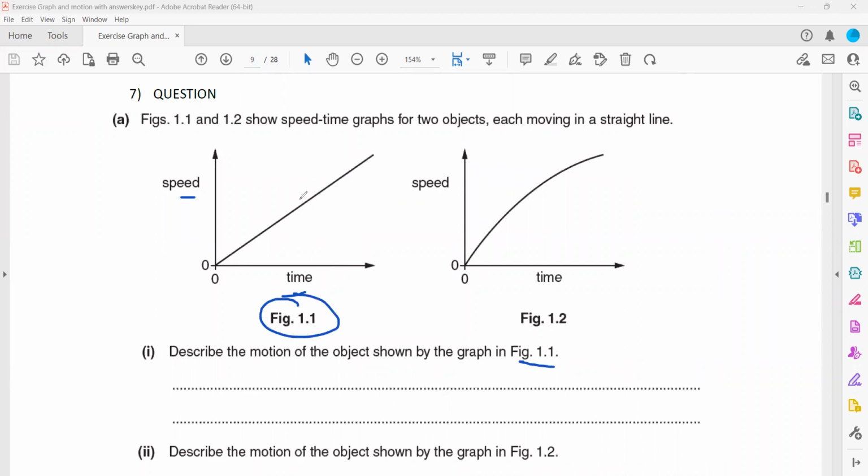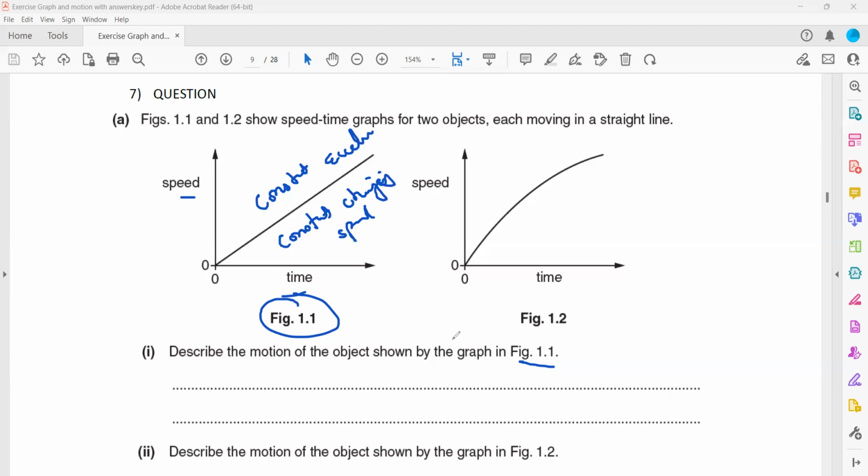What does it show in 1.1? What can we say? Constant acceleration. So we can say it has a constant acceleration because this is a straight line. Whenever it's a straight line, we can say that it has a constant acceleration, or you can also say constant changing speed, because acceleration refers to changing speed. So constant changing speed or constant acceleration.